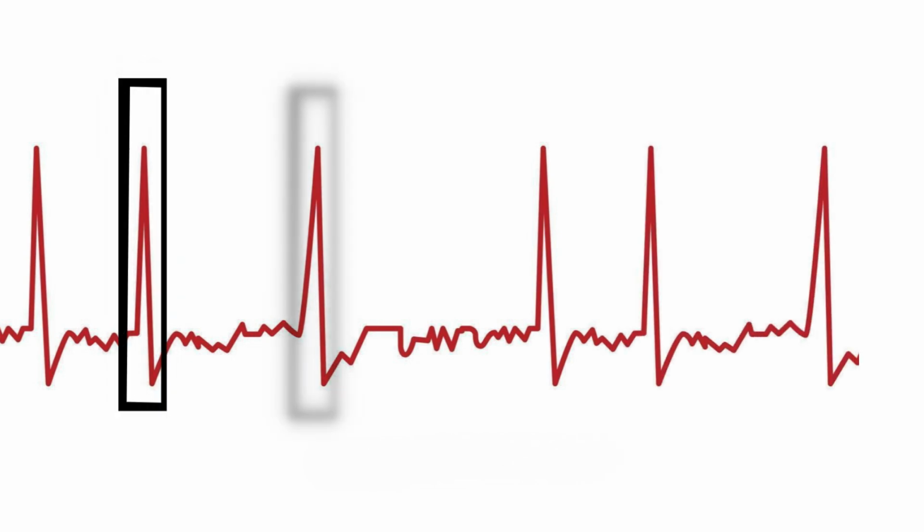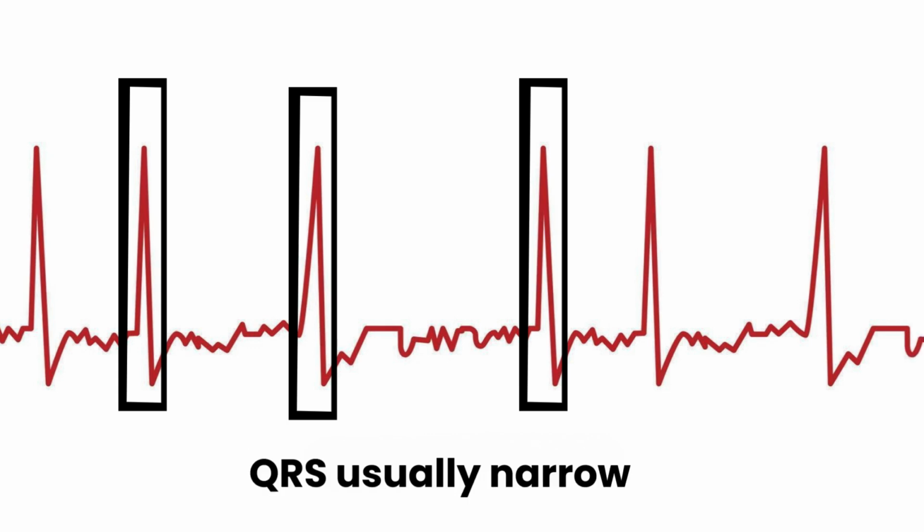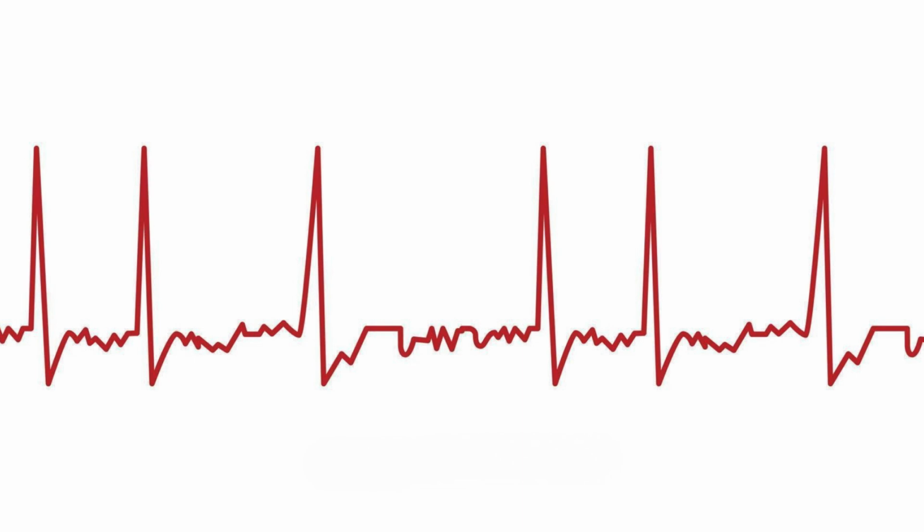Next, look at the QRS complexes. In most cases of atrial fibrillation, the QRS complexes are narrow. This tells us that ventricular conduction is normal, and the problem is above the AV node. A wide QRS does not rule out atrial fibrillation, but a narrow QRS is more common.